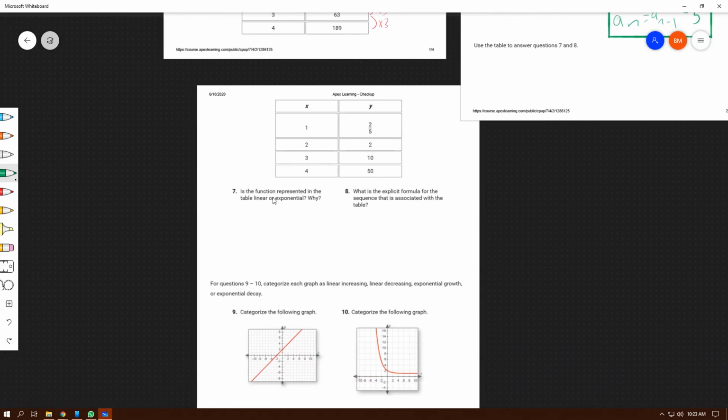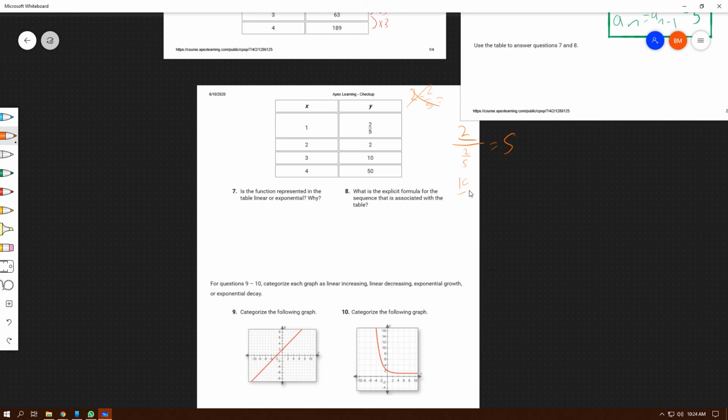Now, is the function represented in the table linear or exponential? Let's look. I would need to do 2 minus 2 fifths, and then 10. It ain't going to work. The subtraction is just not going to work. So 2 divided by 2 fifths? Oh, that's going to be 5.